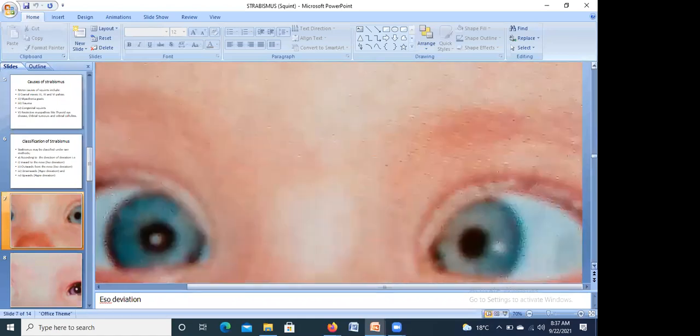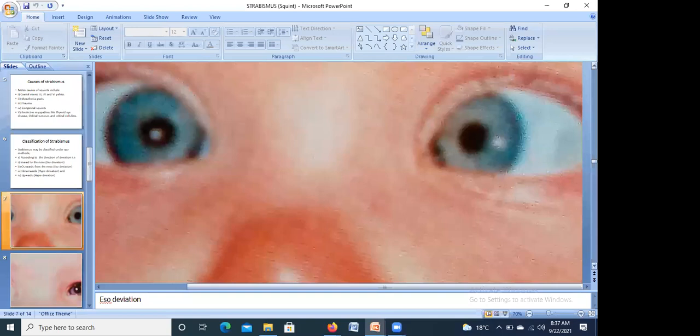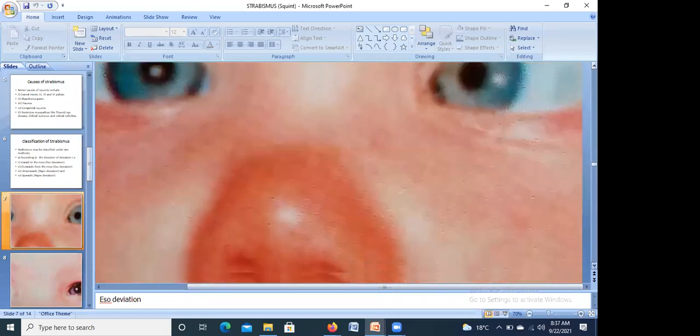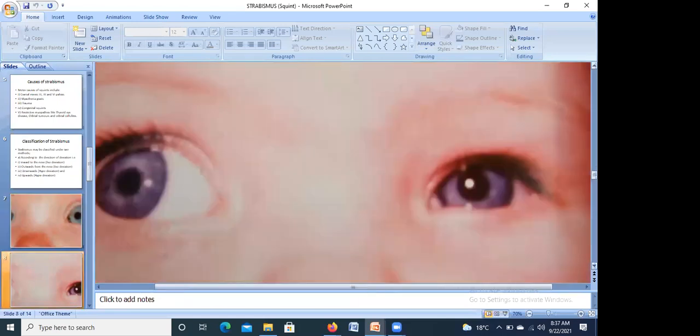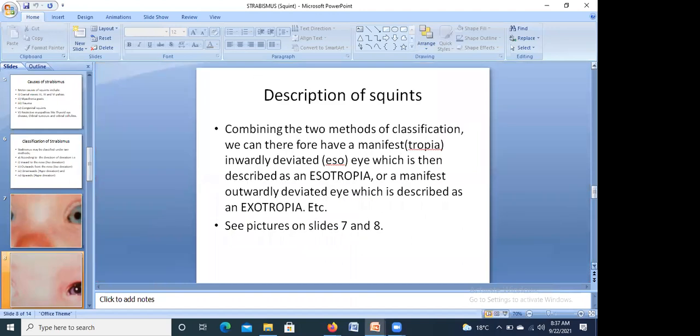So as you can see from this diagram, the left eye is deviated inwards. And so that is an esodeviation. From this diagram, the right eye is deviated outwards. So that is an exodeviation. Sorry, I jumped some.